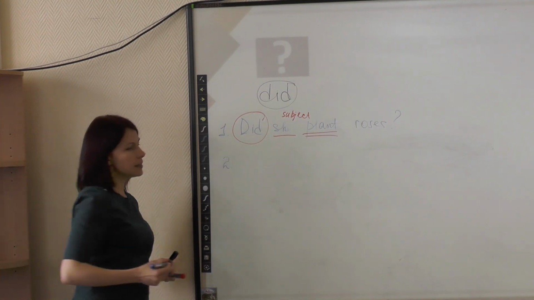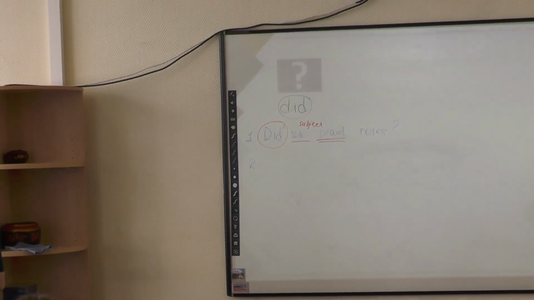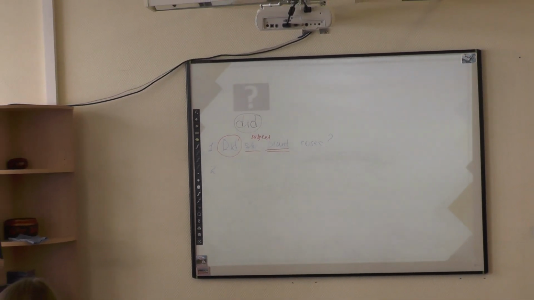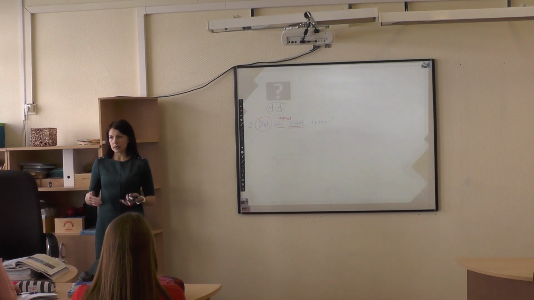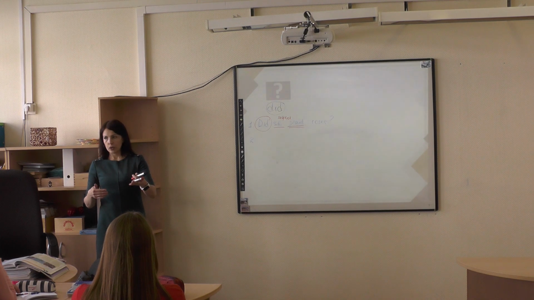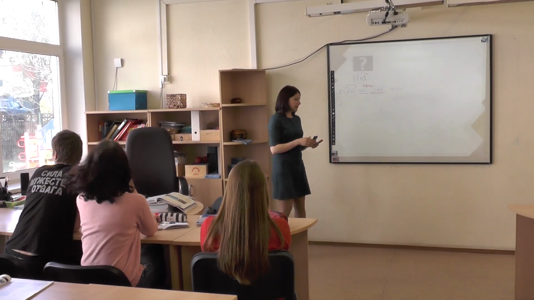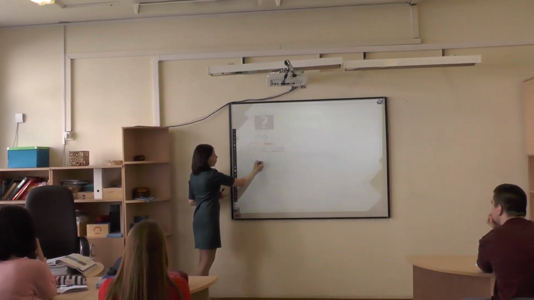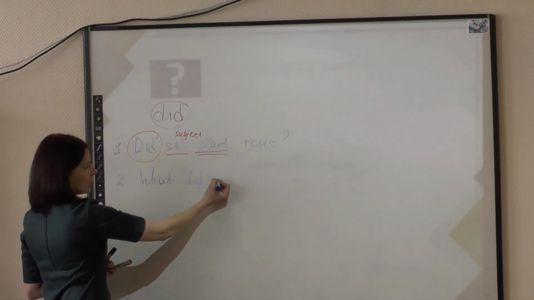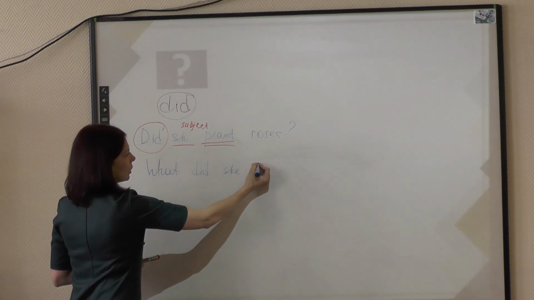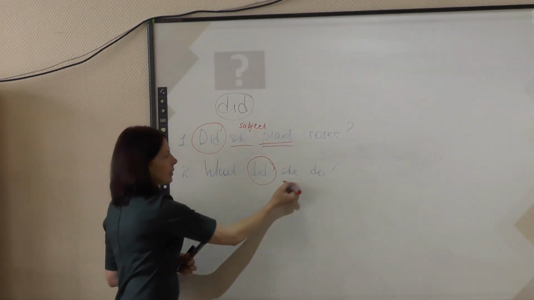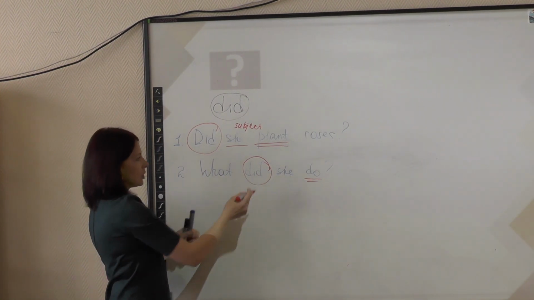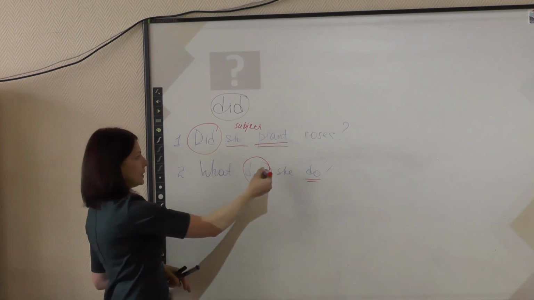So let's write the second sentence, number 2. In questions we always use question words. Do you know them? Question words in special questions: who, where, when, how, and so on. Okay, let's write with what, for example. What did she do? So you may circle did and underline the verb do. As you can see, we use she, the subject, after did.